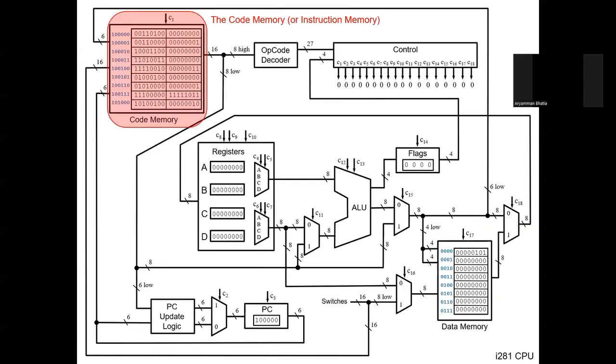All right, so a basic overview of all the components. We will get into the nitty-gritties of all of them in a bit. So this is the code memory. The code memory includes the instructions that the CPU will follow. That's basically the purpose of the code memory. The CPU fetches instructions from here.